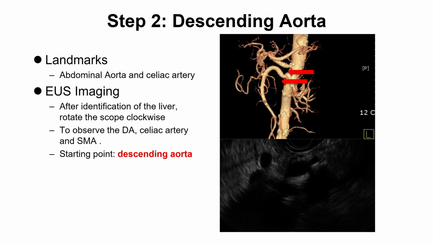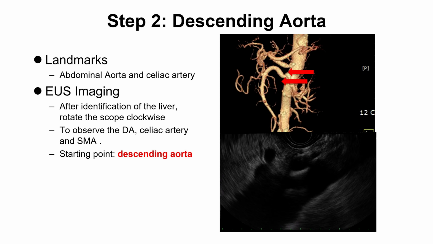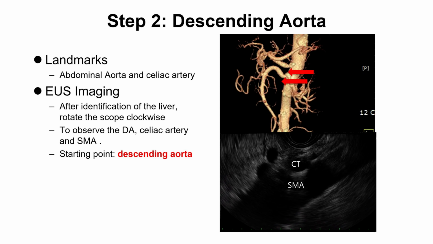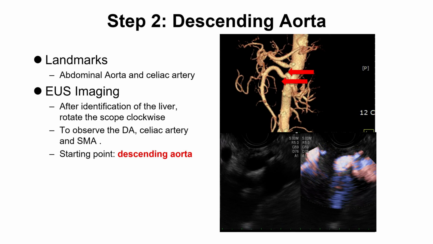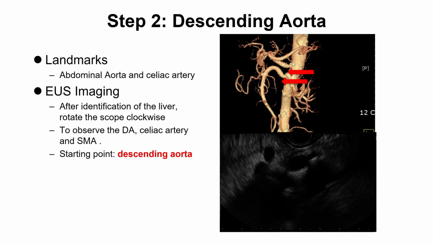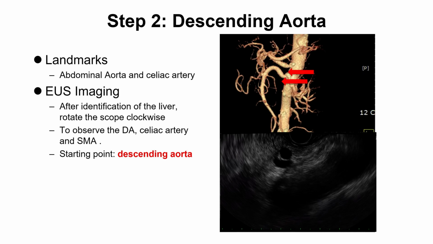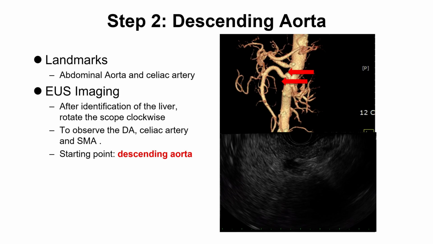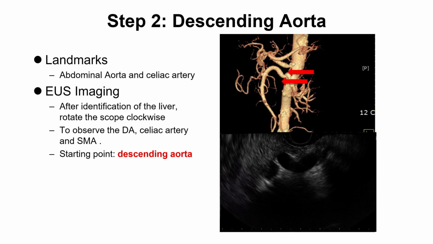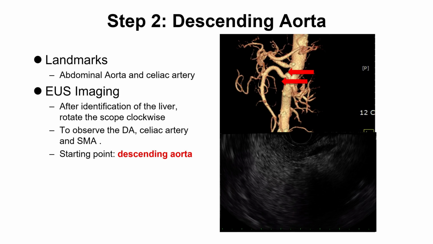The second step is to identify the descending aorta. The key landmarks in this phase are the abdominal aorta and the celiac artery. After recognizing the liver on the EUS image, we rotate the scope clockwise to bring the descending aorta into view, followed by the celiac artery, and then the superior mesenteric artery. The descending aorta serves as the starting point for this part of the examination.